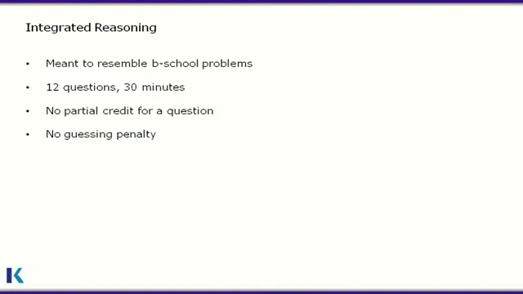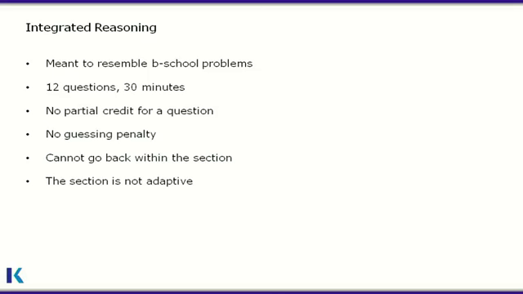Navigation on the integrated reasoning section, as on the rest of the GMAT, moves forward only. You may not skip questions and go back to them later, and you may not return to questions you've already answered. If you're unsure of the answer, you need to take your best guess and keep going. Unlike the quantitative and verbal sections of the GMAT, the integrated reasoning section is not adaptive. Your performance on one question will not determine the difficulty of the one that follows.